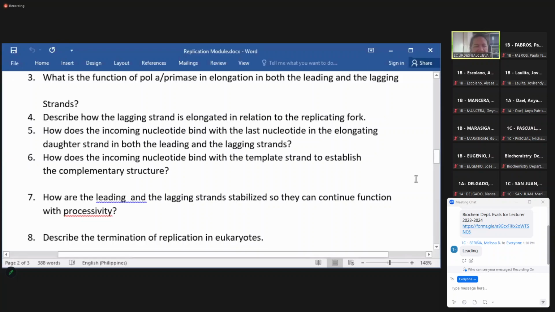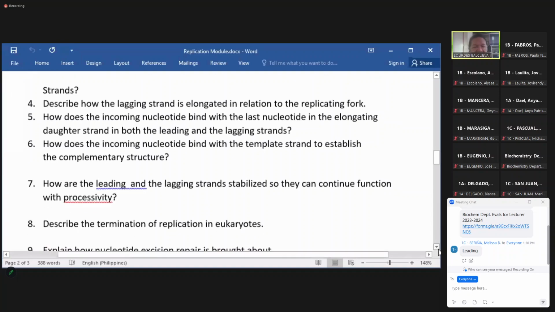Okay. Describe the termination of replication in eukaryotes. Paano ba na, how is it terminated? Sabihin mo yung enzymes.